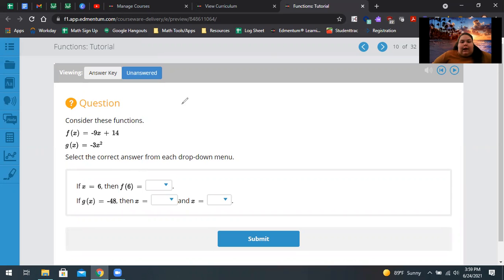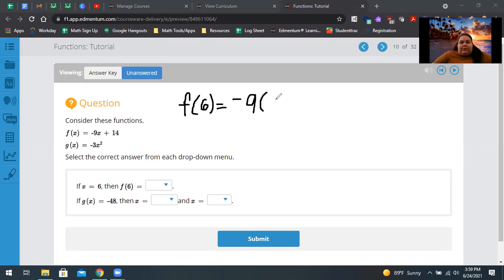Once I write out f of 6, I'm looking at function f, and every single time we see the variable x, we replace it with the value of 6. In the beginning we have negative 9, and where I have my x, I place parentheses and put my 6 there. Then we do plus 14 to continue. You multiply, add that 14, and enter your value there.